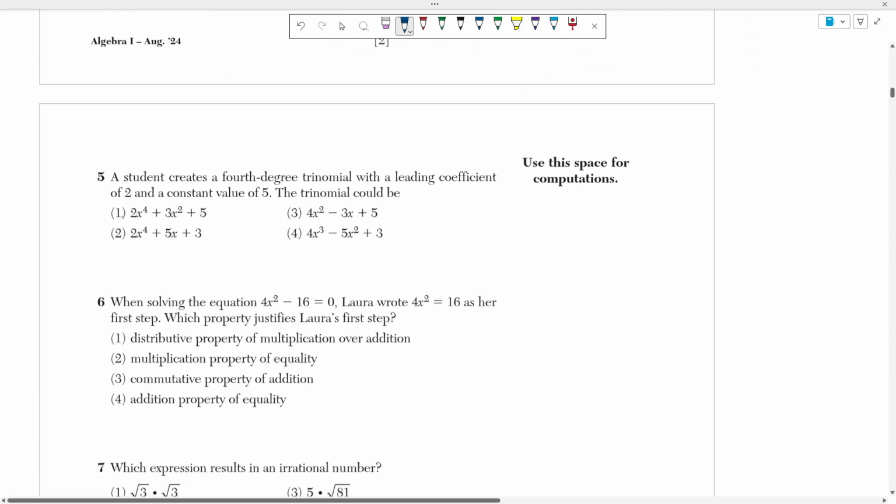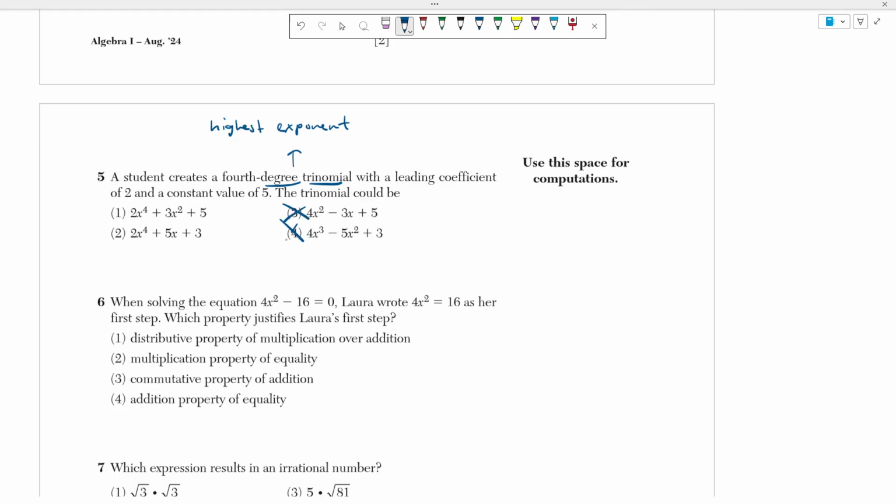Moving on to number 5, it says a student creates a 4th degree trinomial with a leading coefficient of 2 and a constant value of 5. The degree of a trinomial, or a degree of a polynomial, or any sort of expression like these, is just the highest exponent. So in this case, a 4th degree trinomial is going to be a trinomial whose highest exponent is 4. The biggest exponent, or the biggest power you raise something to, is the value 4.